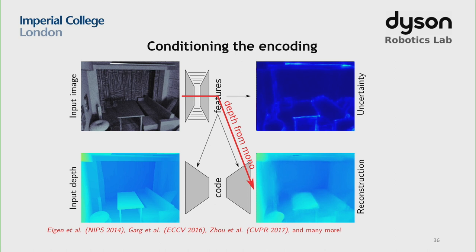And then if you look at this network, you can see that if you take the path from the RGB on the top left directly to the depth image, then what you get is single view depth reduction.